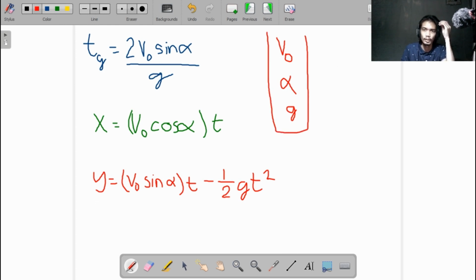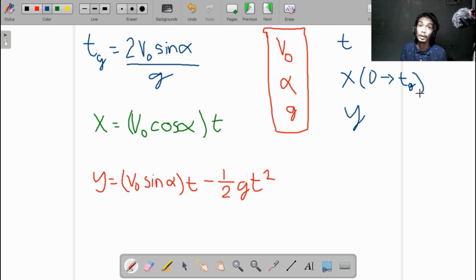So these are the independent variables that I need, and then these are the things that we need to solve: t, x, and y. Okay, and of course yung time natin, kailangan natin siyang i-declare from 0 until the answer. So from 0 to t of g. So t as a function of 0 until t of g. Kasi ang goal nga natin is malaman yung position ng object from time that before it starts until it reaches the ground. So 0 to t of g.